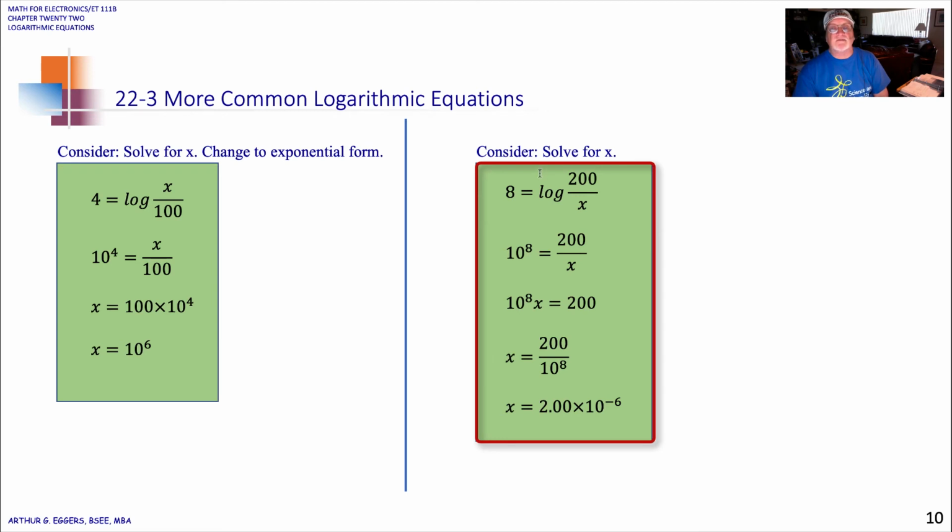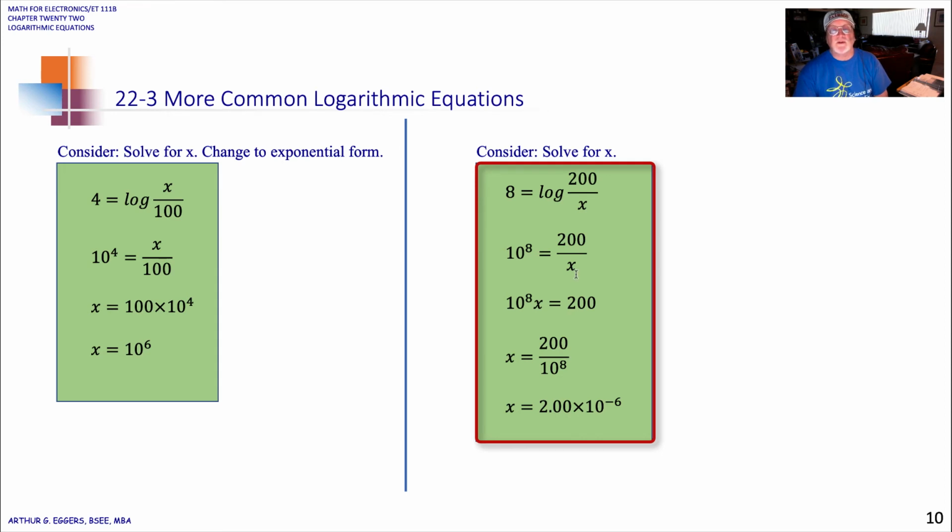Solving for x. Now we've got the x in the denominator here as a log. So 8 equals the log of 200 over x. Again, we're going to take the inverse log of both sides. In doing so, we have 10 to the 8th is equal to 200 divided by x.